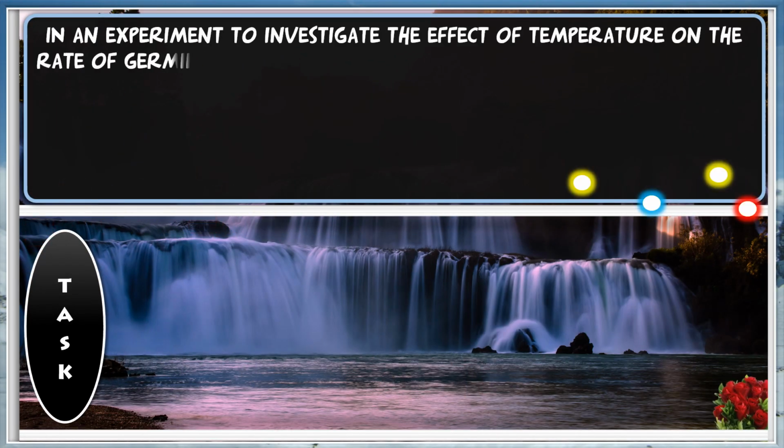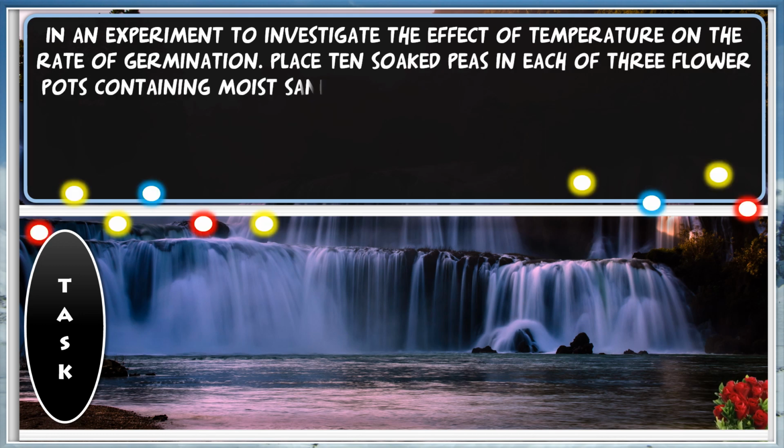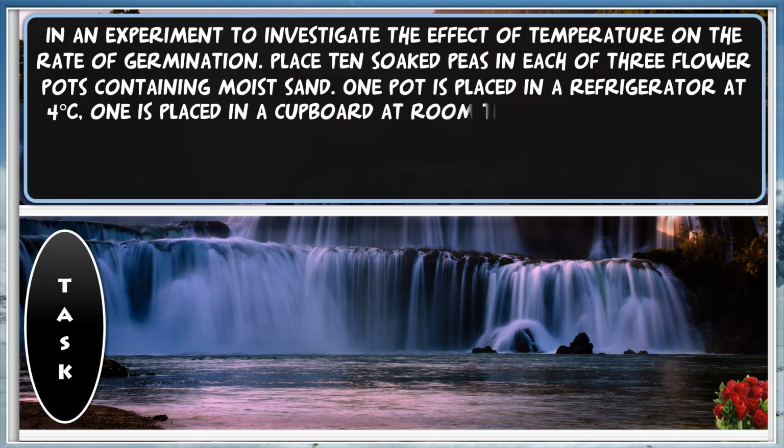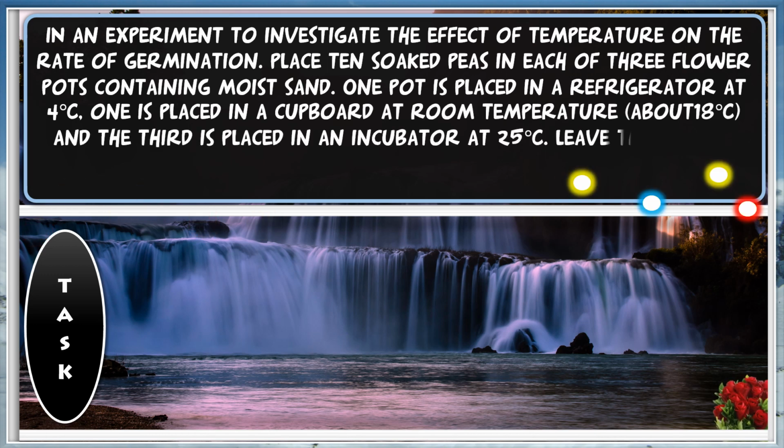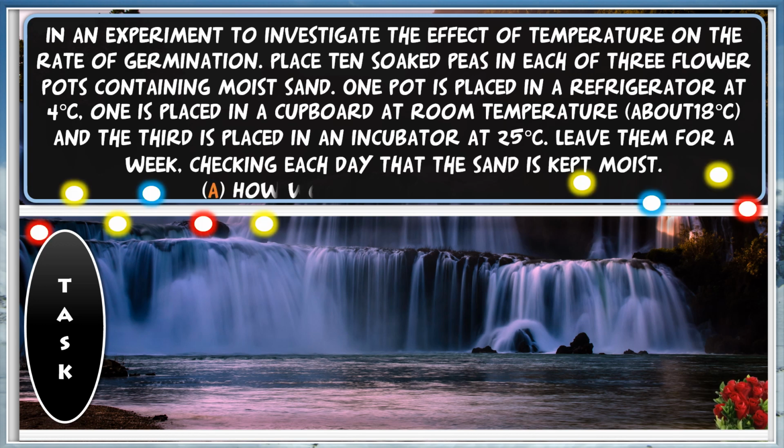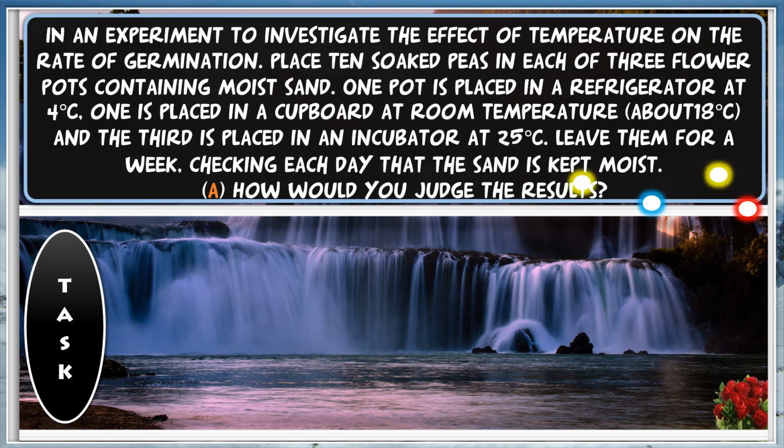In an experiment to investigate the effect of temperature on the rate of germination, place 10 soaked peas in each of 3 flower pots containing moist sand. One pot is placed in a refrigerator at 4 degrees Celsius. One is placed in a cupboard at room temperature, about 18 degrees Celsius. And the third is placed in an incubator at 25 degrees Celsius. Leave them for a week. Check each day that the sand is kept moist.